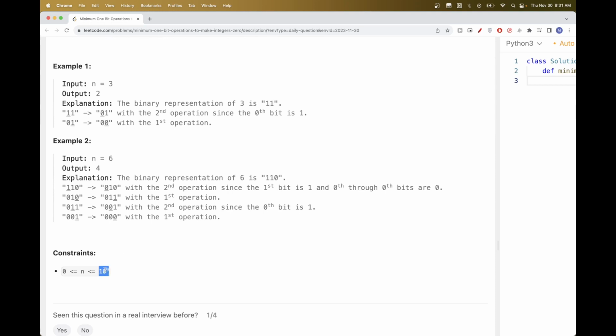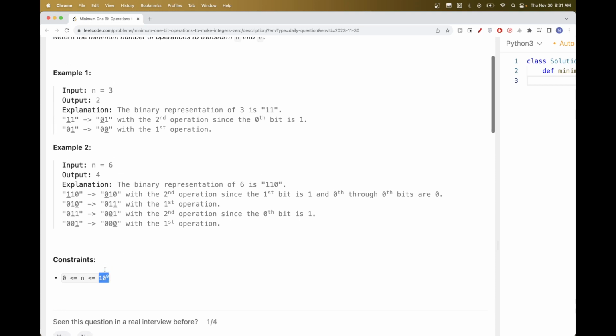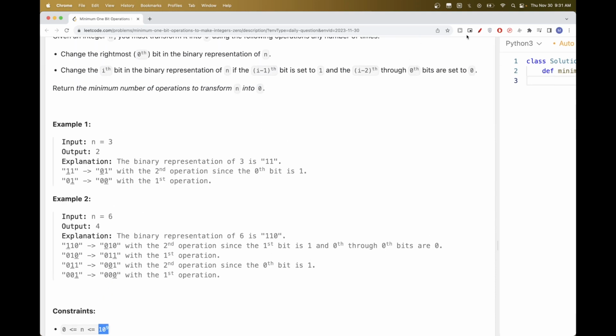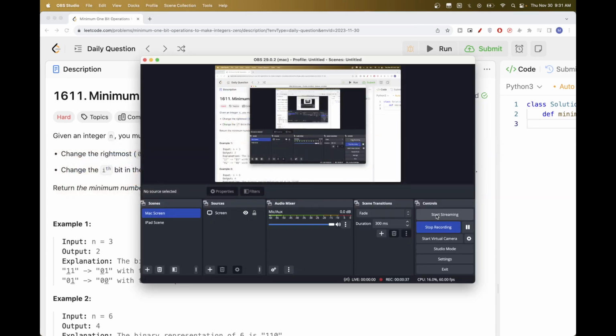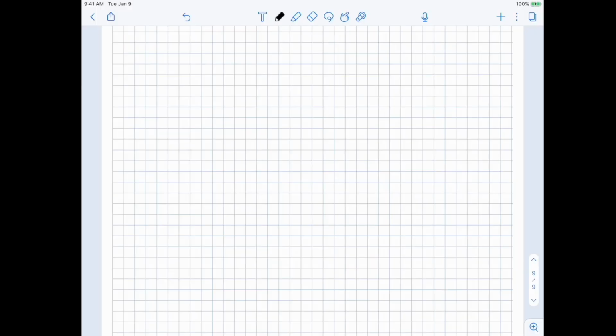N is pretty big, so we need to find an efficient solution. But let's take a look at the examples and see if we can find the pattern. Okay, so first let's look at a couple of observations. For the first bit, if it was 1, then it is one operation, we can change it to 0. So for the first bit, it's super easy.